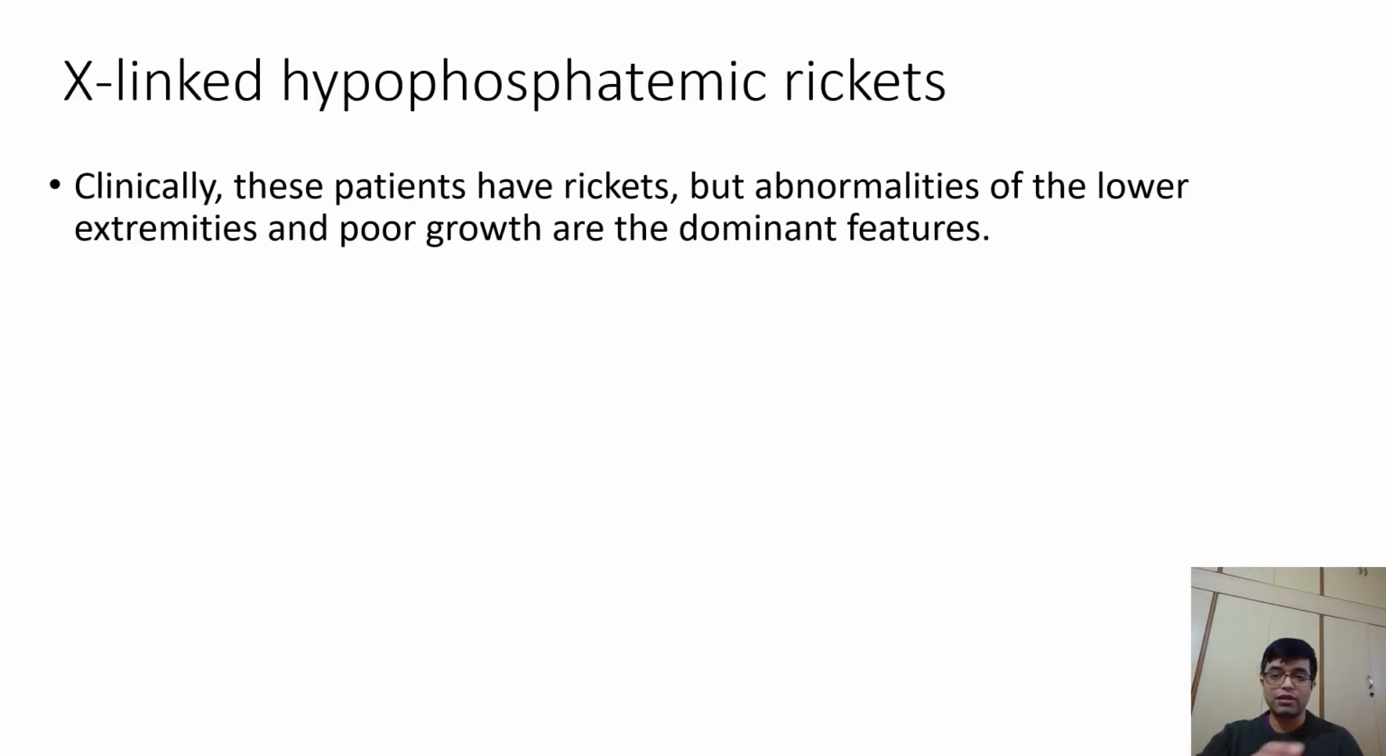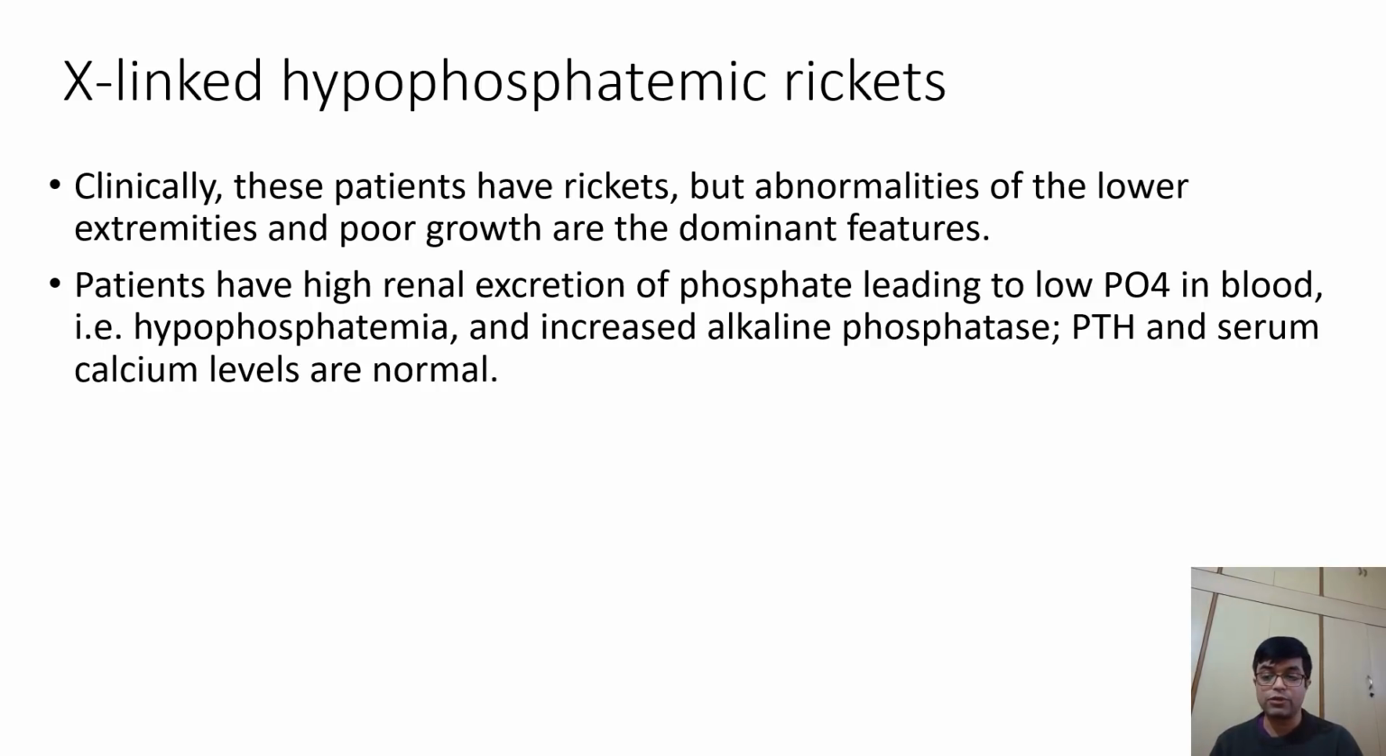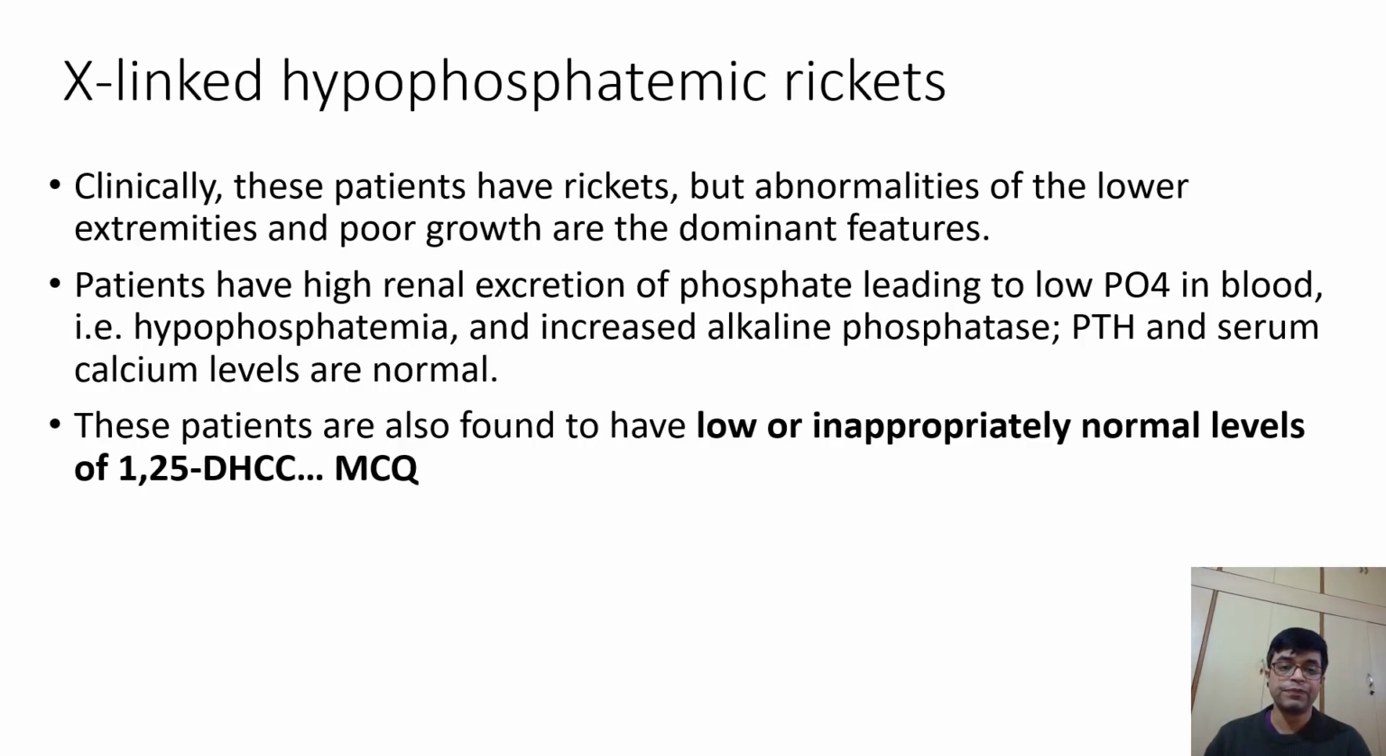So what clinically will happen? These patients will have features of rickets, but they will not show response to your usual vitamin D. Patients will have high renal excretion leading to low phosphate. They will have high alkaline phosphatase. PTH and serum calcium are usually normal. They are inappropriately normal. And these patients are also found to have low or inappropriately normal levels of 1,25 DHCC. It is called a paradoxical reaction.